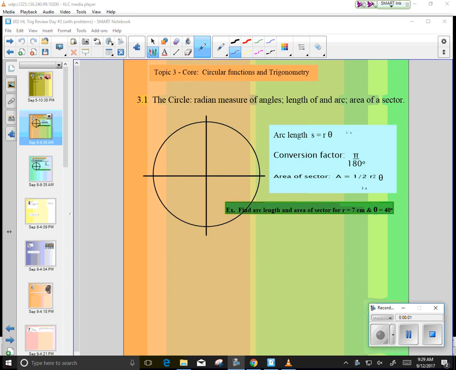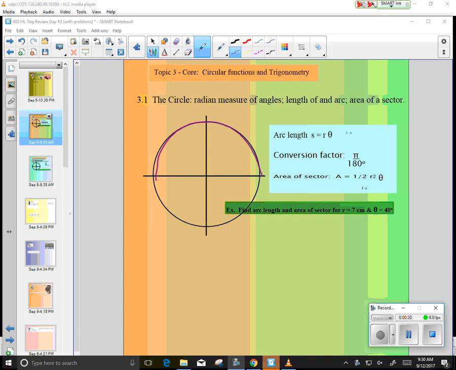Let's see what you remember about arc length. So how many radii does it take to get halfway around the circle? Pi. How many do you get all the way around the circle? 2 pi, or tau is what some people use. But I like using pi.